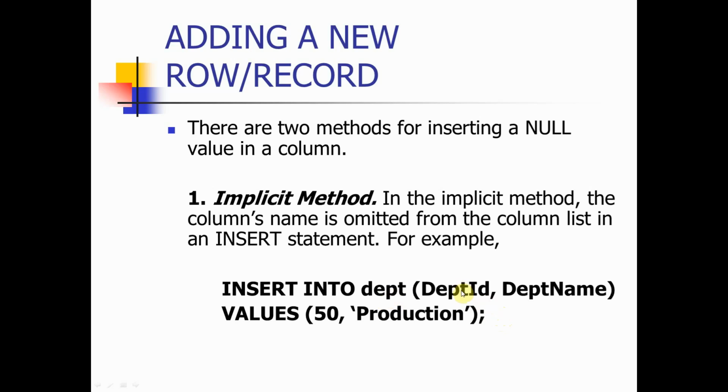What this code is trying to do in an implicit way is that it provides two attributes, department ID and department name, intentionally avoiding manager and manager start date. You provide 50 as the department ID, production as the department name, and of course the remaining two attributes will get the null value. That means the two attributes are not bound by a not null constraint. In this case, we have successfully put null values into the manager and manager start date attributes.